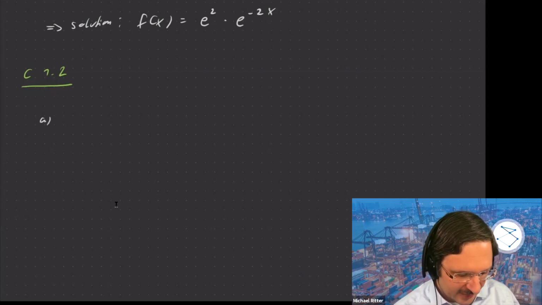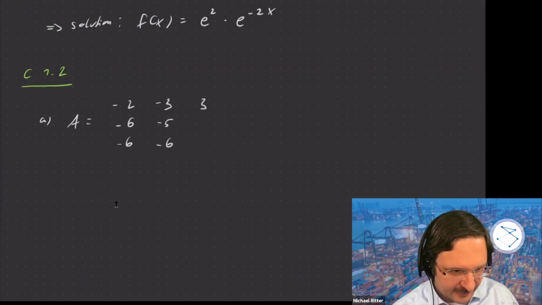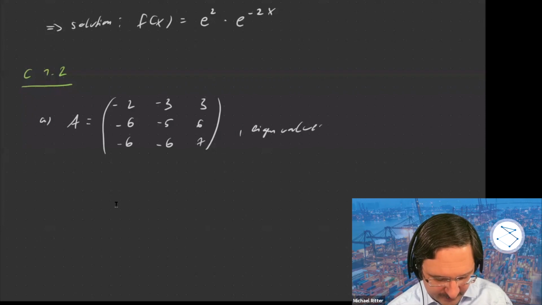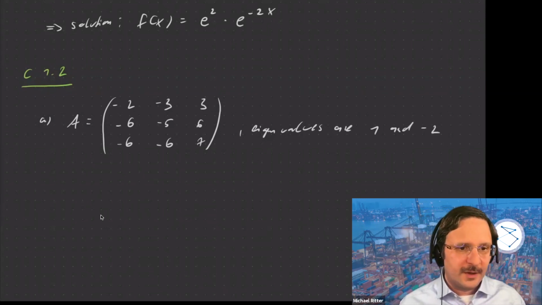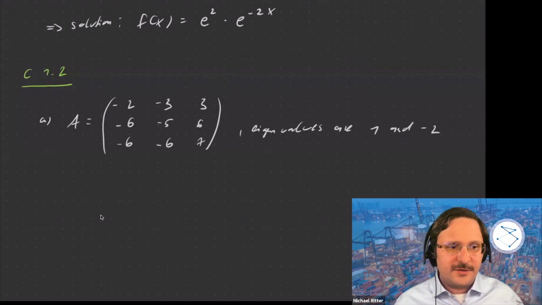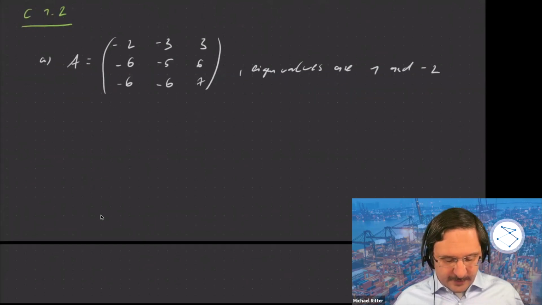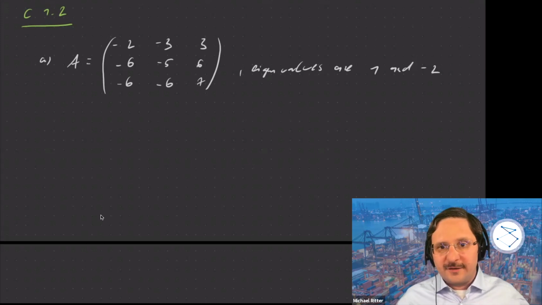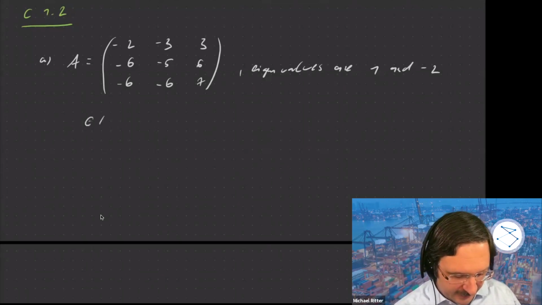Let's start with A. So we have this matrix capital A here: -2, -6, -6, -3, -5, -6, and 3, 6, 7. We are given eigenvalues of that matrix already, so we don't need to compute those. The problem statement says eigenvalues are 1 and -2. The question is, can we find a basis such that the matrix transformed to that basis is diagonal? In other words, can we diagonalize that matrix? We know the eigenvalues already, so what we have to do is compute the corresponding eigenvectors and then see if those eigenvectors span a basis of R3, because the matrix is a 3 by 3 matrix. So we need a basis of the R3.